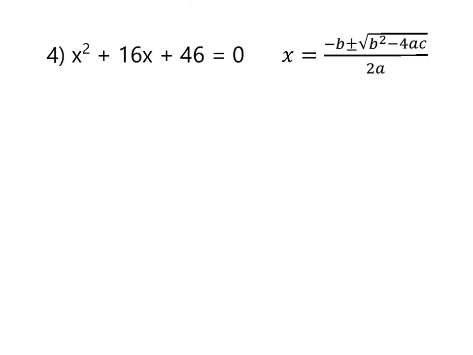All right, guys, question number 4. Hopefully you notice that it's already set equal to 0. So I'm going to identify my A, B, and C off to the right. So my A is 1, my B is 16, my C is 46. I am now going to plug everything in to the formula. So please pause if you want to do that ahead and see if you got it right. Otherwise, do it along with me.